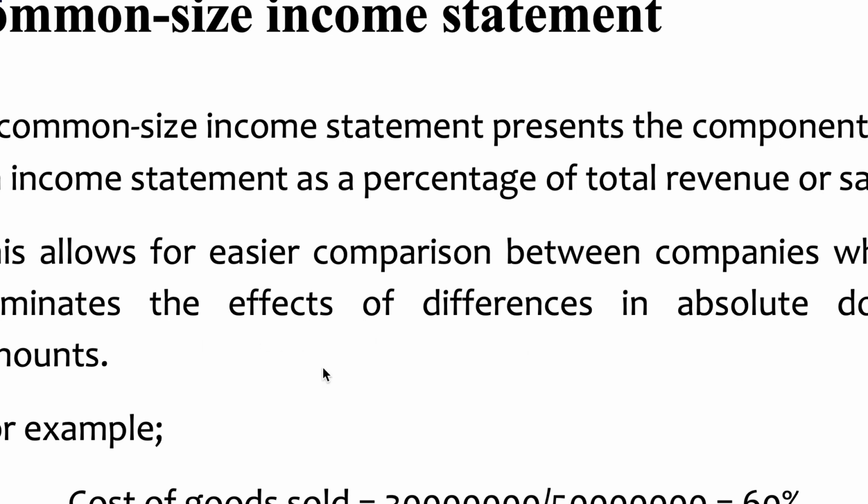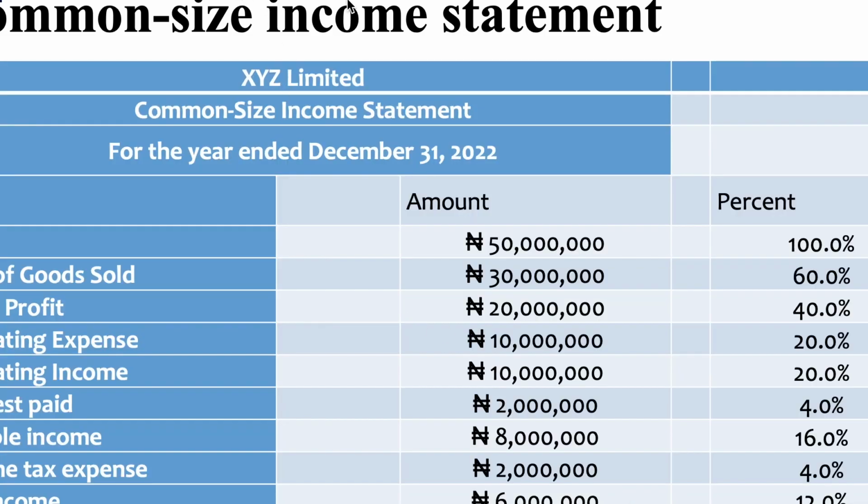So if you look at the income statement I will be presenting, the cost of goods sold is 30 million, while the sales is 50 million. So 30 million divided by 50 million will give us 60%. That means the cost of goods sold is 60% of the total sales. So if you look at the income statement, you can see these are the values. The sales is 50 million. So we take each of these items and we divide it by 50 million. This is what we have.